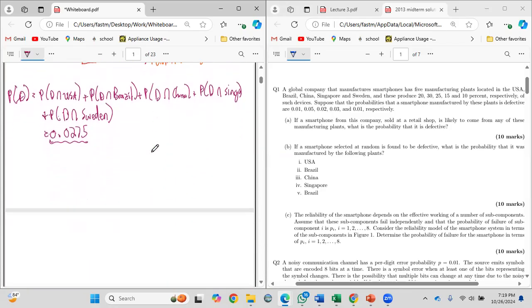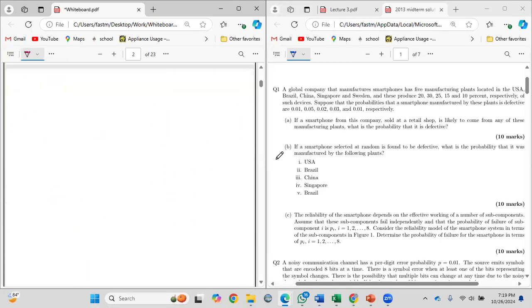Part B. They said if a smartphone selected at random is found to be defective, what is the probability that it was manufactured by the following plants? So they give you a condition here, a specific condition that you have to adhere to in this case. So this is conditional probability.